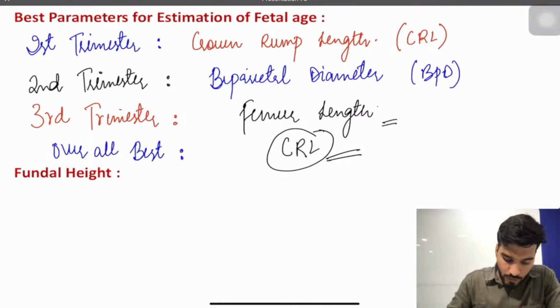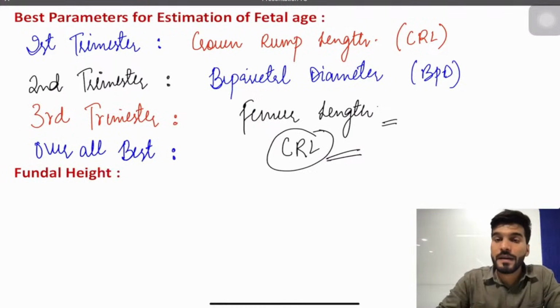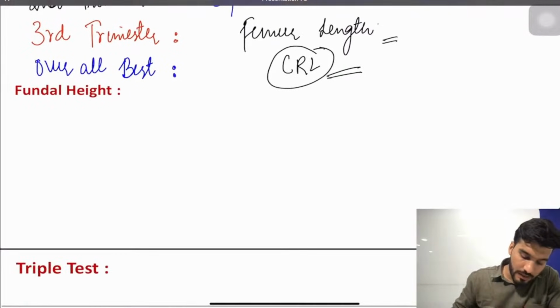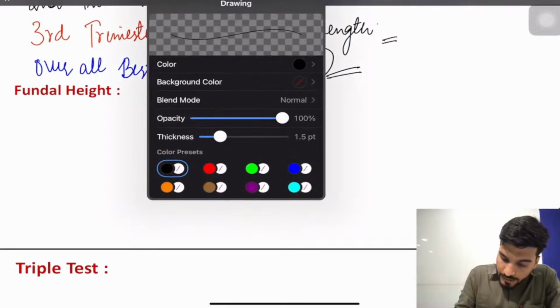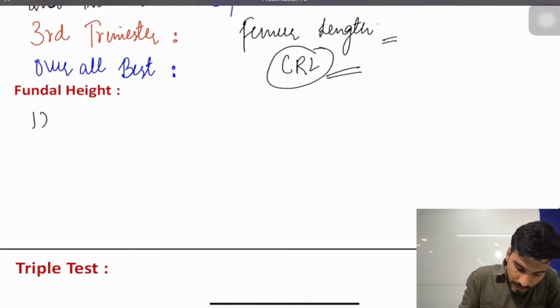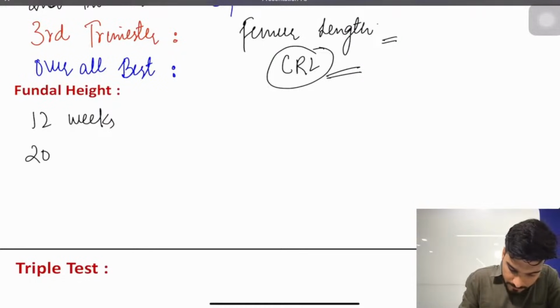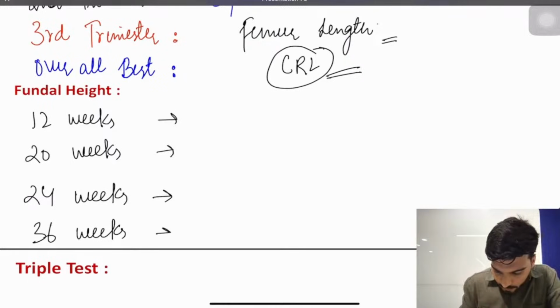I will also discuss Naegele's formula, how we check the estimated date of delivery with the help of Naegele's formula. But prior to that we were discussing the fundal height. I will give you some important parameters of the fundal height: usually 12 weeks, 20 weeks, 24 weeks and 36 weeks.